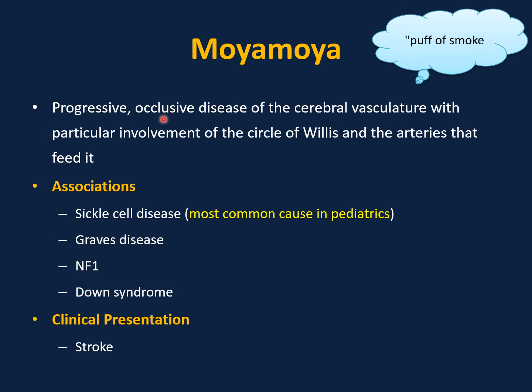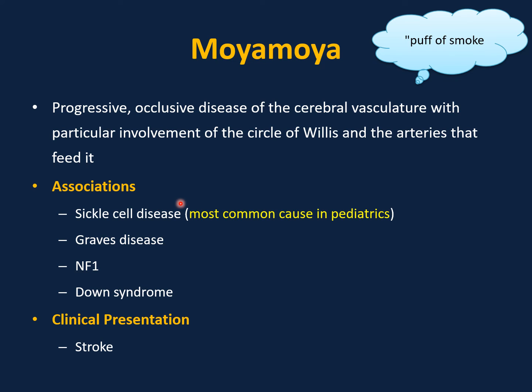So this is a progressive and occlusive disease of the cerebral vasculature, or cerebral blood vessels, specifically the circle of Willis and the arteries that feed it, for example the internal carotid artery and the anterior or middle cerebral artery. So you will see interruption, stenosis or occlusion of these arteries when you do the angiography or the MRA.